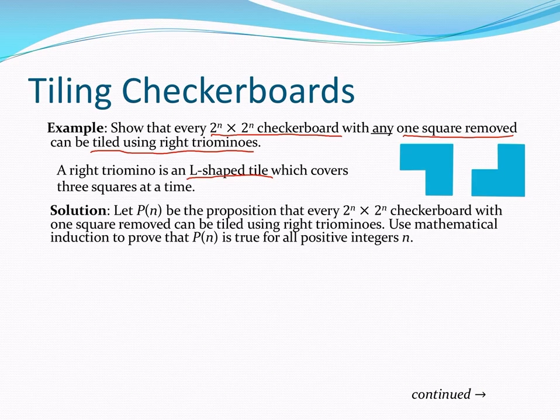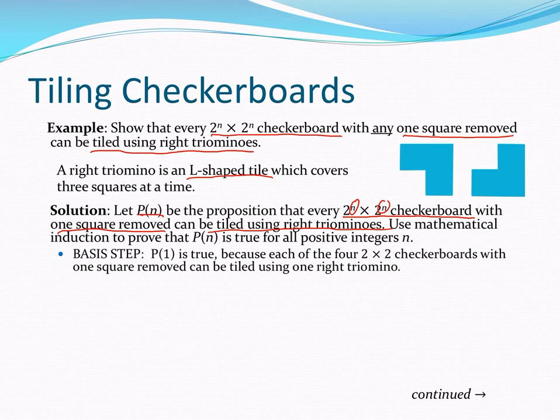All right, and so here's our propositional function. Pn is the proposition that every 2 to the n by 2 to the n checkerboard with 1 square removed can be tiled using right triominoes. And then we're going to use induction on n in this size. We'll start with 1, so n is strictly positive.